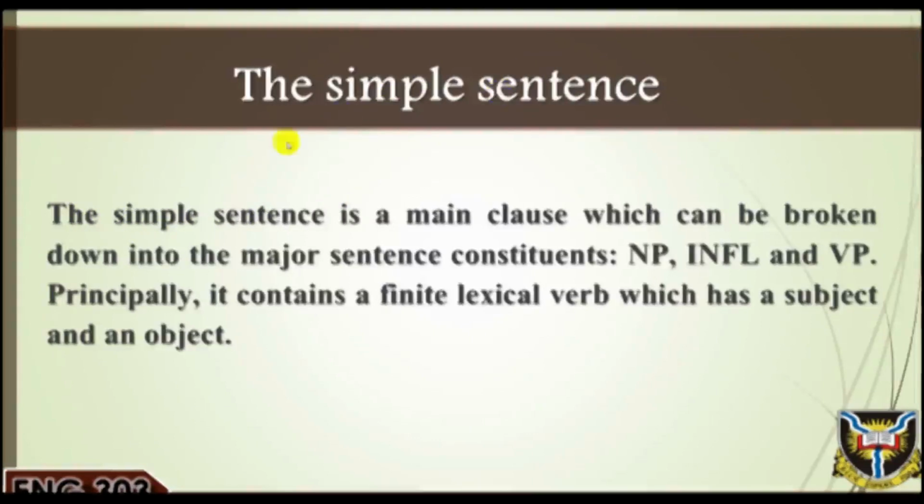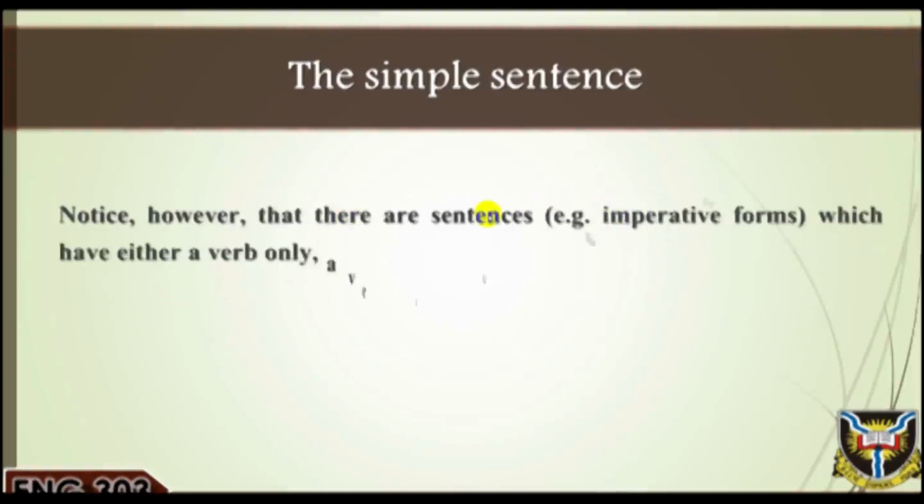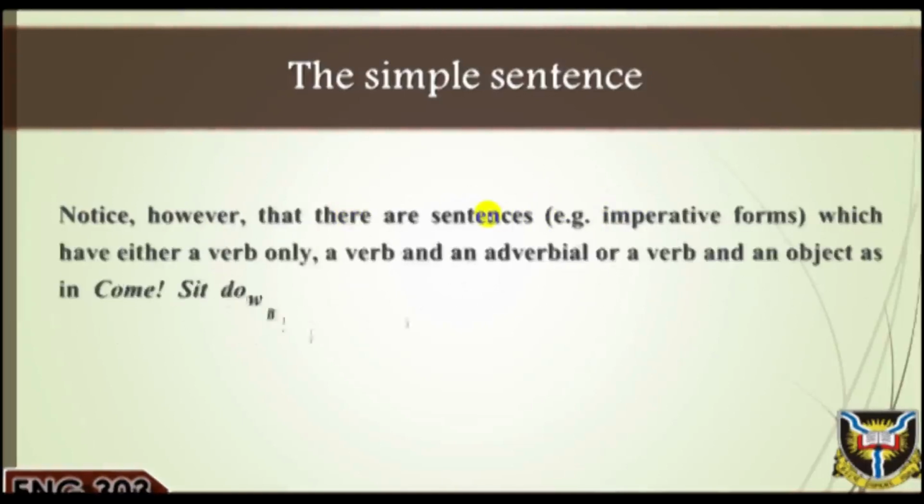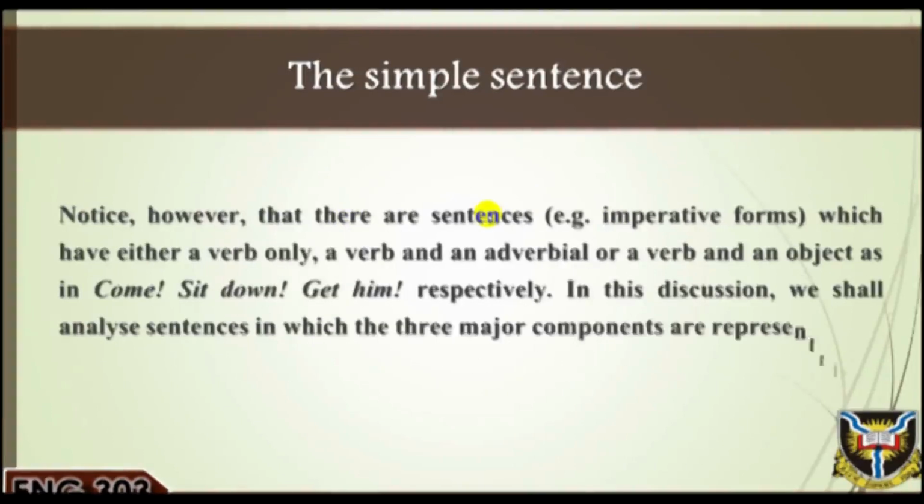The simple sentence. The simple sentence is a main clause which can be broken down into the major sentence constituents, NP, INFL, and VP. Principally, it contains a finite lexical verb which has a subject and an object. Notice, however, that there are sentences, for example, imperative forms, which have either a verb only, a verb and an adverbial, or a verb and an object, as in come, sit down, get in, respectively.